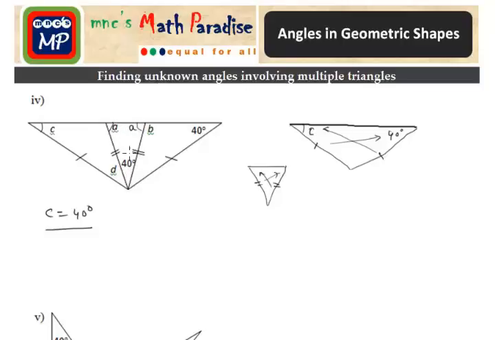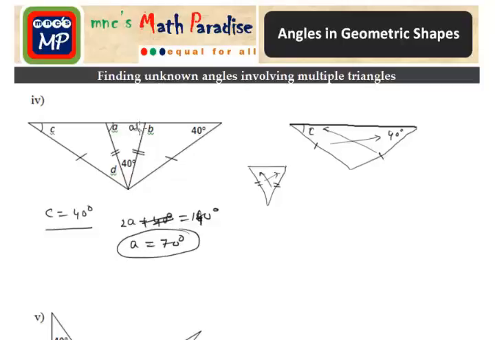So the summation of these three angles, this is a triangle, so the summation of its internal three angles will be 180. So A plus A, that is twice A, plus 40 degree will be 180 degree, that is 2A will be 140 degree. If we take it on the other side, A will be 70 degree. So these angles are 70 degree.